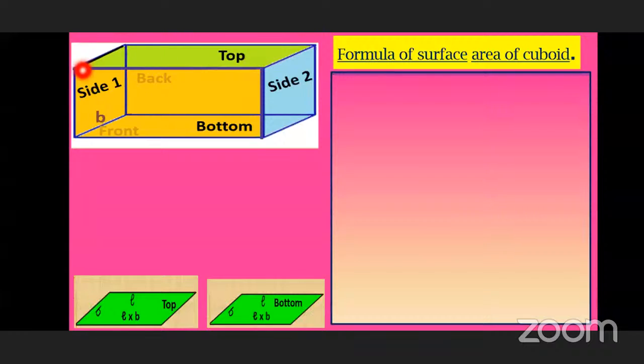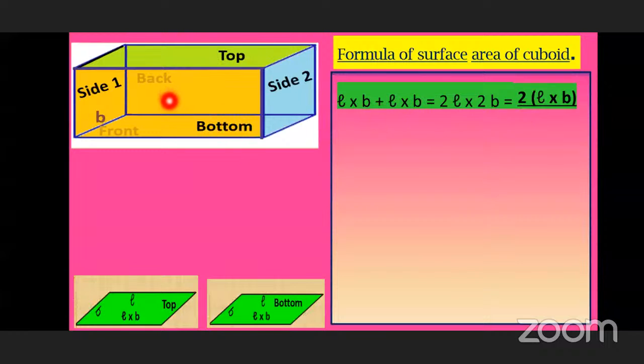As the top portion has length and breadth, and the bottom also has length and breadth, we will multiply length and breadth and we will get the area of the 2 faces, top and bottom, and we will add them. So the area of these 2 faces is length times breadth plus length times breadth, which equals 2 length and 2 breadth. We can also write it with 2 common in both the terms: 2 times length and breadth. So this is the area of 2 faces.